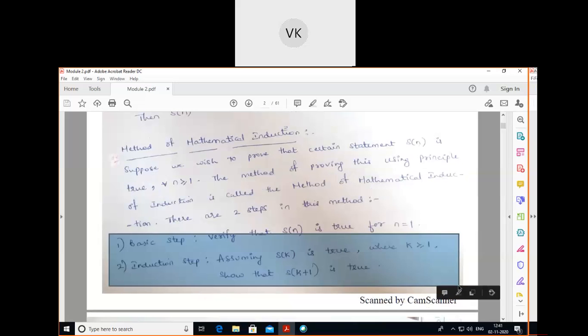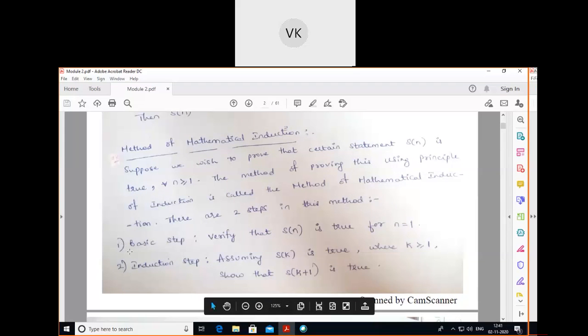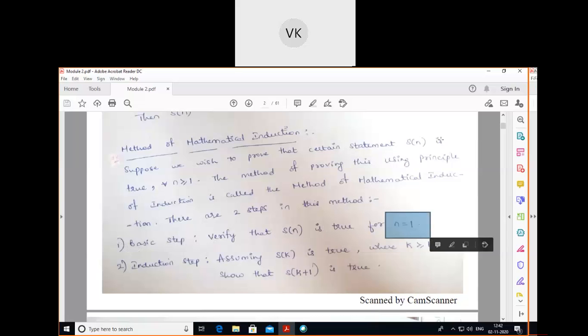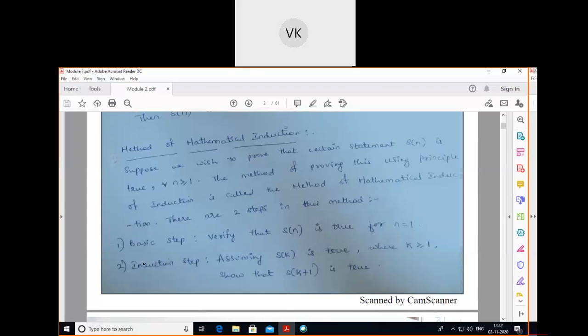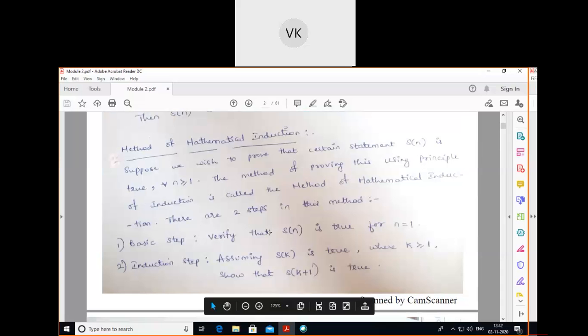First, we have to write the basic step. In that, we verify that S of n is true for n equal to 1. Sometimes the condition is changed, for example n equal to 6 or n equal to 5. In the basic step, we check whether S of n is true for n equal to 1.